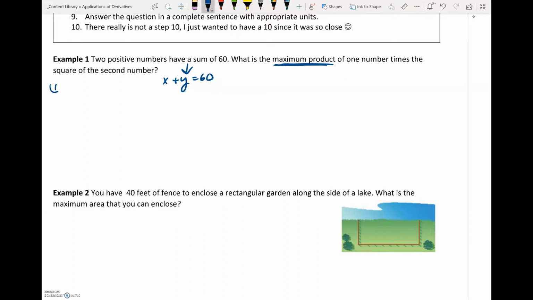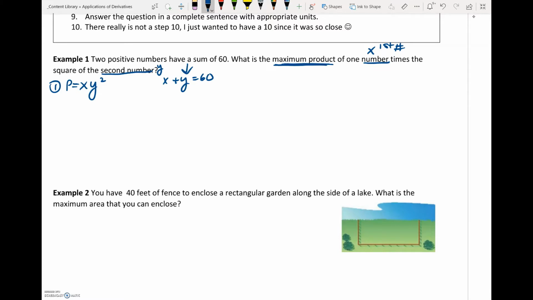Well, how do we usually find a product? Product of a square is usually length times width. In this case, we know it's one number times the square of the second. So let's say x is our first number, and y is our second number. So that would be x multiplied by the square of the second, y squared. This is our optimization function.